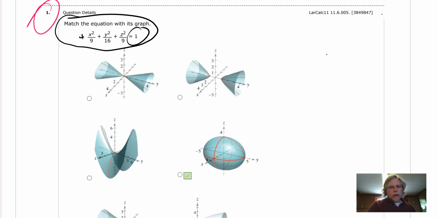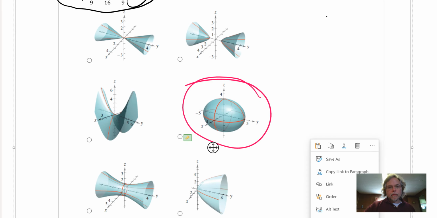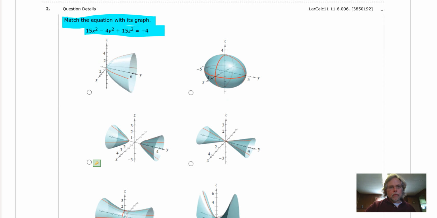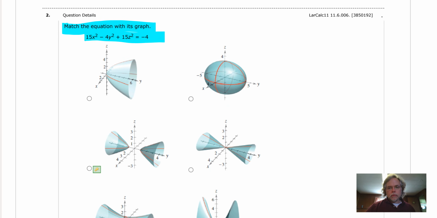Here we are back at question 1, and based on what we just went through, this would be the answer. Now for question 2.